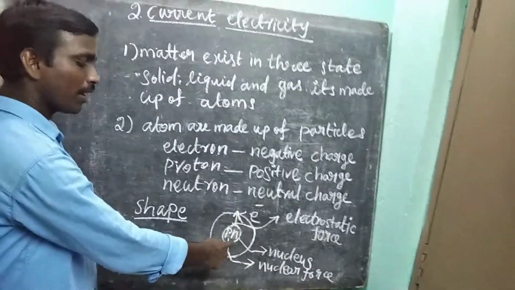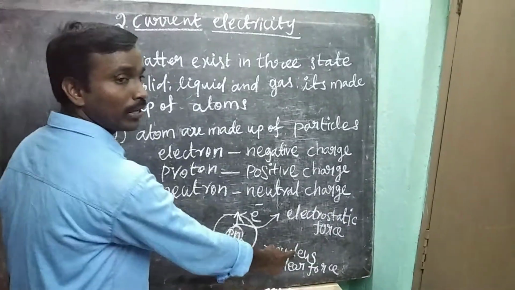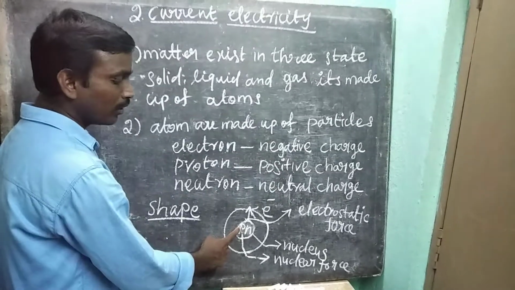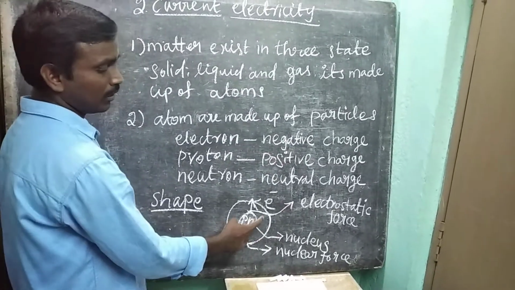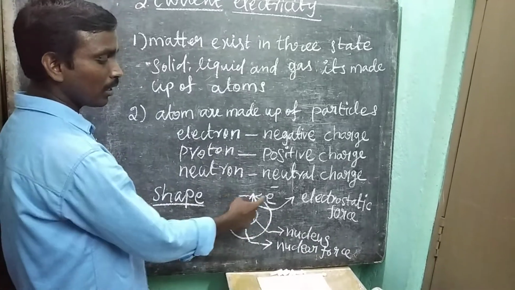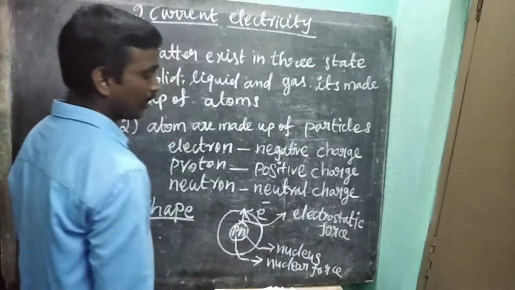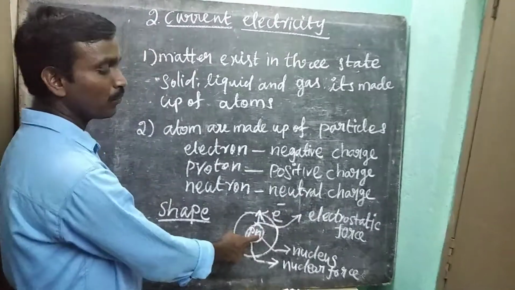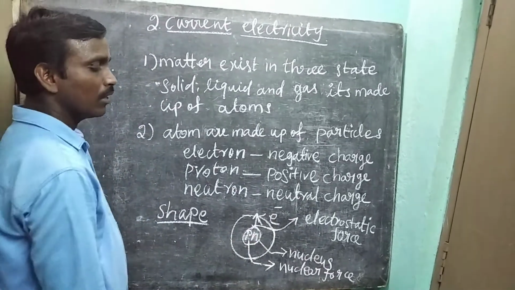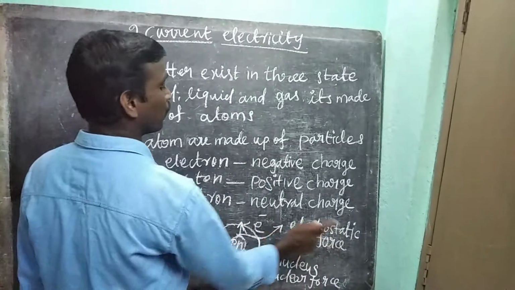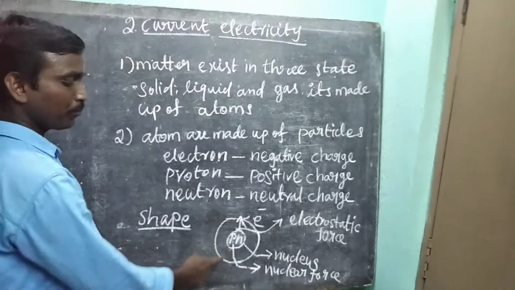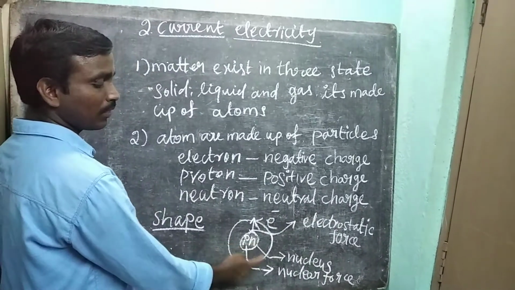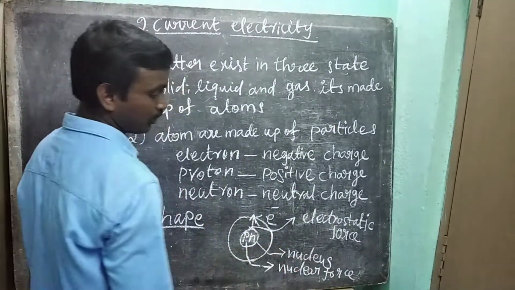The center of the atom is called nucleus. Nucleus is made up of proton and neutron. Electrons are revolving around the nucleus. In between the electrons and nucleus, some attraction force acts. That attraction force is called electrostatic force. In between the protons and neutrons, some attraction force acts, that is called nuclear force.